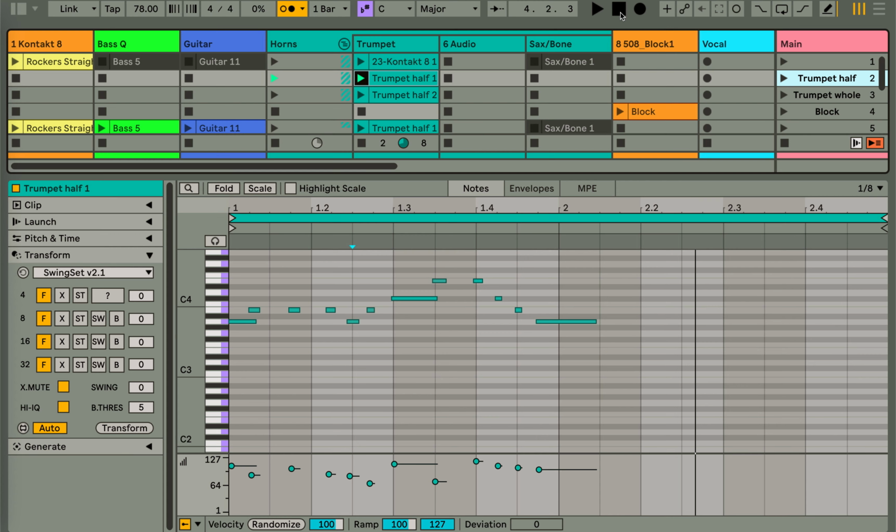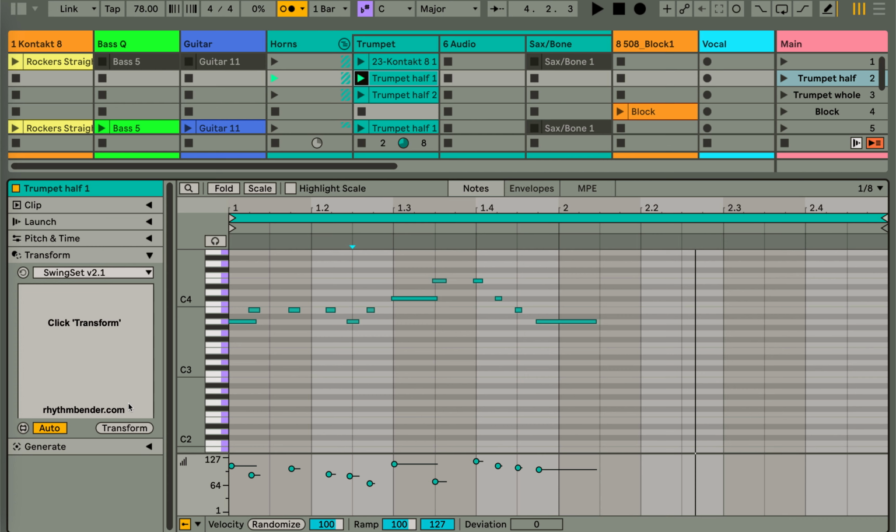My initial thoughts are, it's not bad. There's nothing really jumping out at me as being very early or very late. So let's go into SwingSet, and we're going to start with the analysis mode. And that's not going to change anything or really do anything.